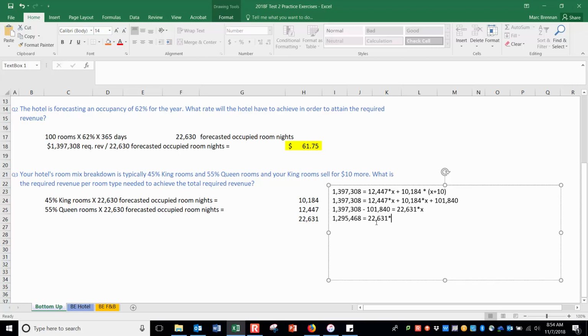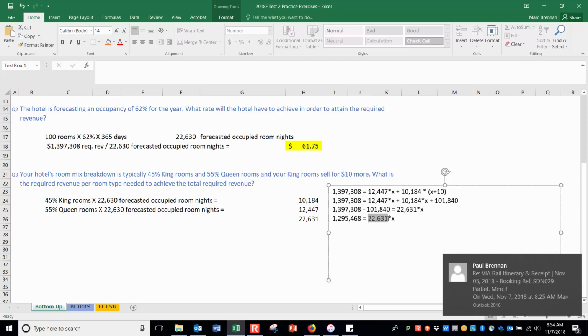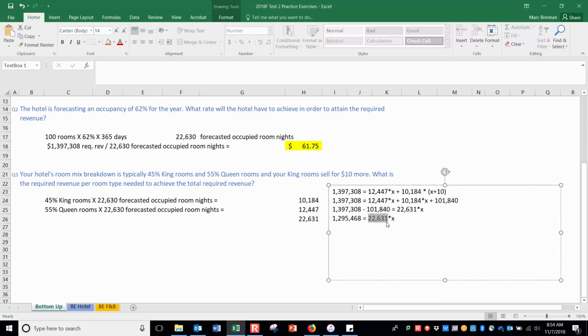22,631 times X. Now I need to get this number over to here. Remember, we can isolate the X. If I'm multiplying it by X here, I need to divide by 22,631. So I need to go 1,295,468 divided by 22,631, and that equals X. If I do that, I get $57.24 equals X.